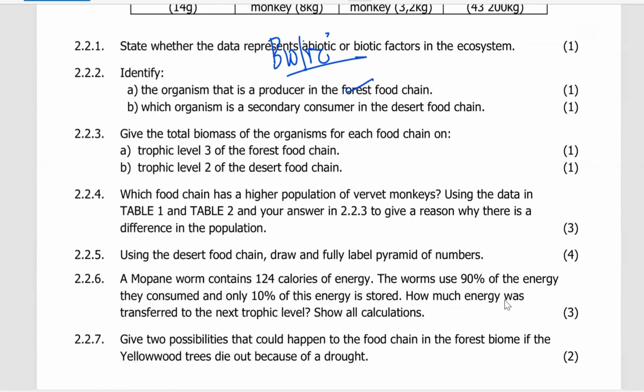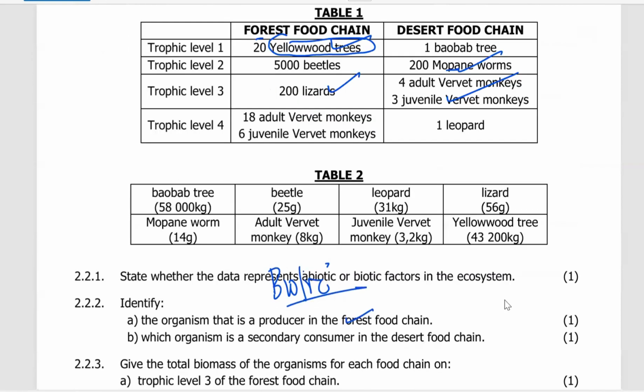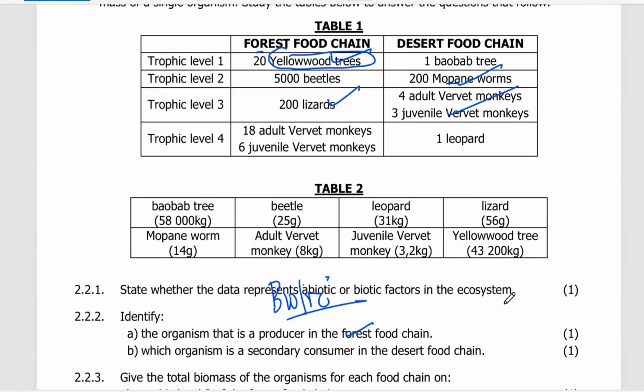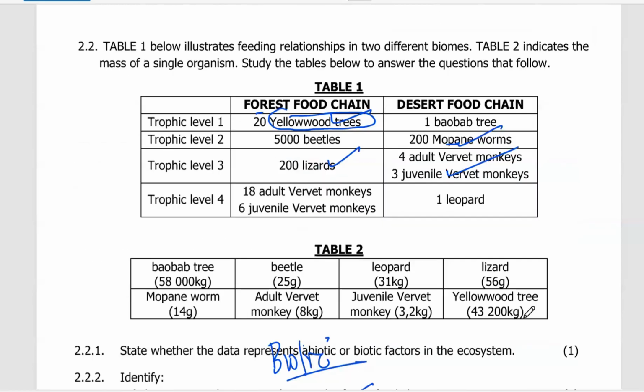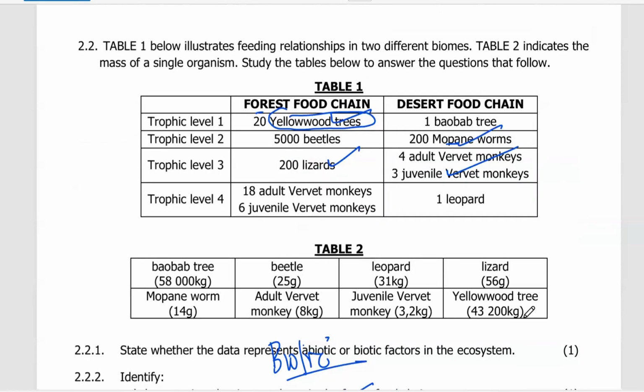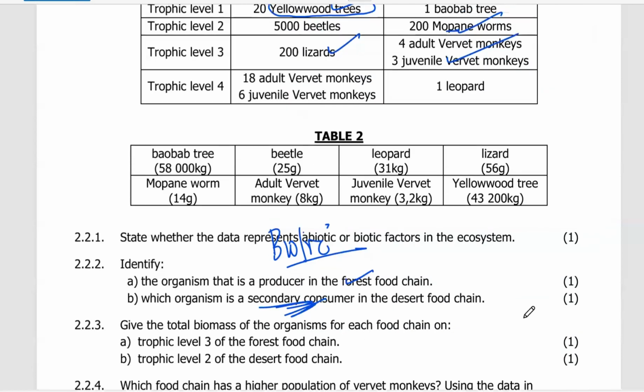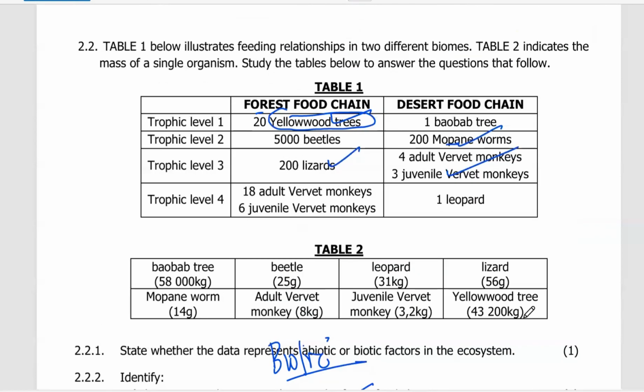Which organism is a secondary consumer in the desert food chain? In the desert food chain. Desert, you have to look for the desert. They are saying desert. What question did they ask? Secondary. Meaning that you're supposed to be a secondary consumer, meaning that you're supposed to be a carnivore.